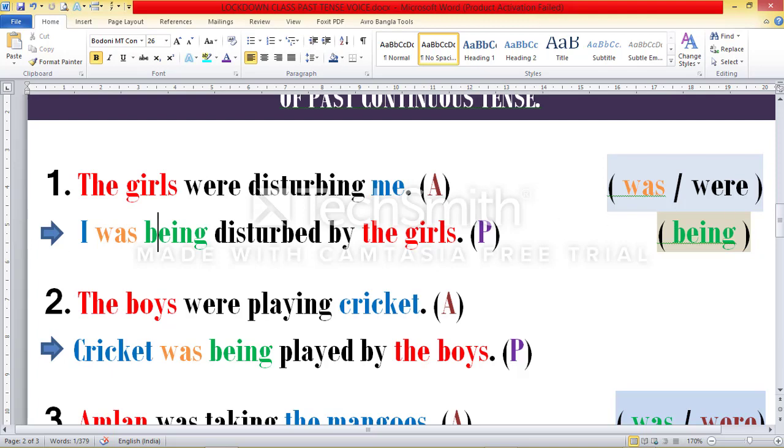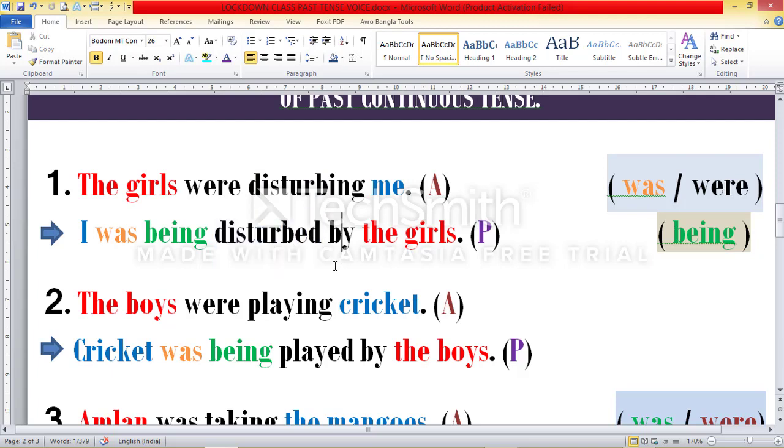Then we have to go to the auxiliary verb, be verb was or were. So as was is used with I, that's why from here was will come. So after I we have to put here was. Then again we have to bring being also, because this is a sentence of past continuous tense. So being has come here, being. Then we have to write the third form of the verb disturb. The third form of the verb disturb is disturbed.